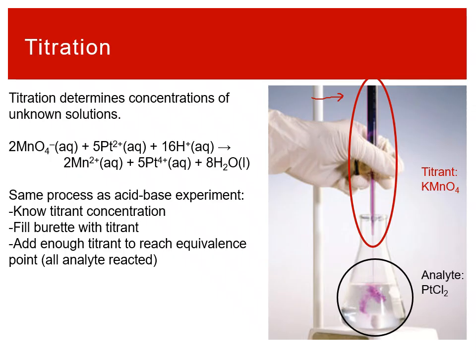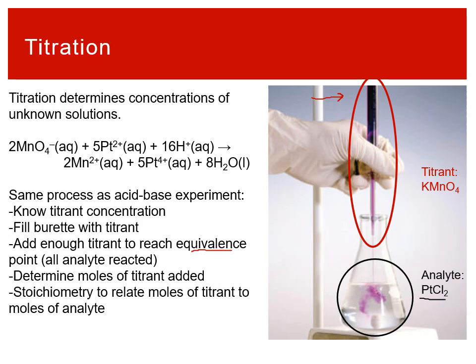You add enough of the titrant out of the burette into the flask until you reach that equivalence point that we've seen previously, which is when all of my analyte has reacted. Whatever I'm analyzing, the solution I'm actually analyzing, all of the moles in there have reacted. I determine the moles of titrant that I added. I use stoichiometry to relate that to the moles of analyte. And then I determine the concentration by dividing those moles by volume.